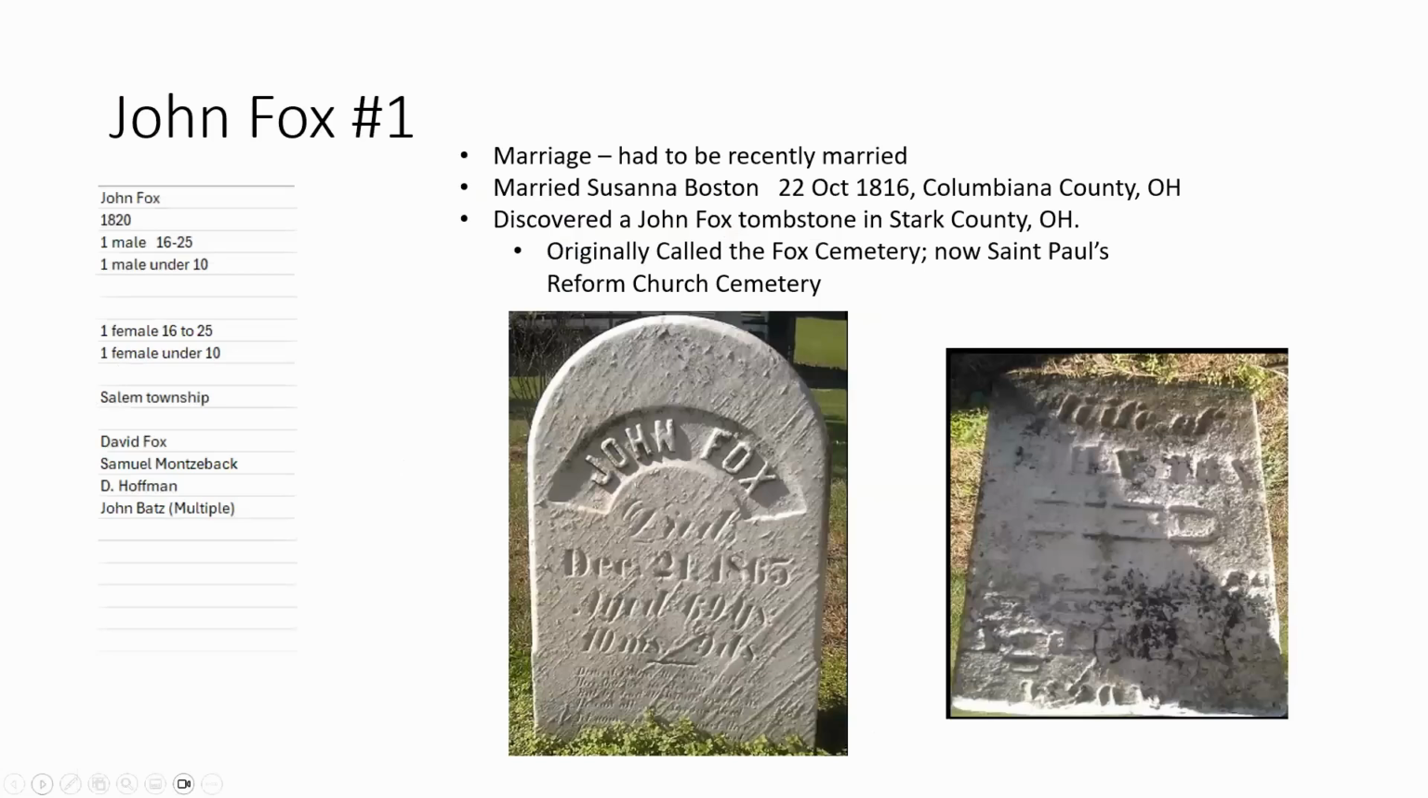So let's take a look at John Fox number 1, the young man. We knew that he had to be reasonably married recently. One of the marriages that we found was Susanna Boston, and he married on the 22nd of October, 1816. That would have given them time to have 2 children during that period of time.